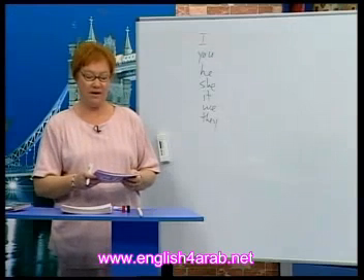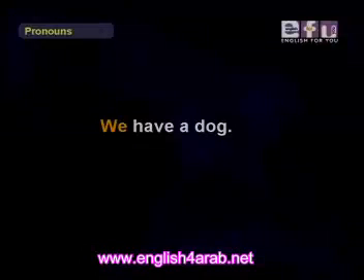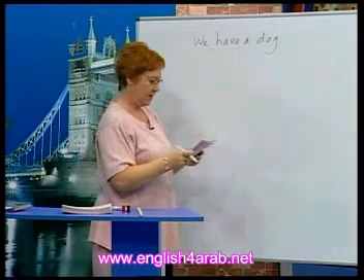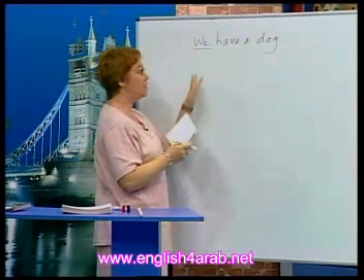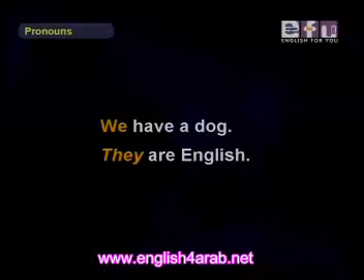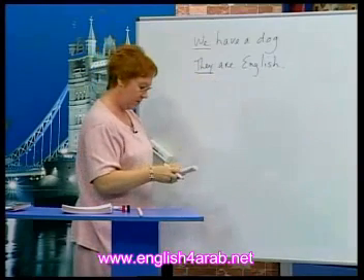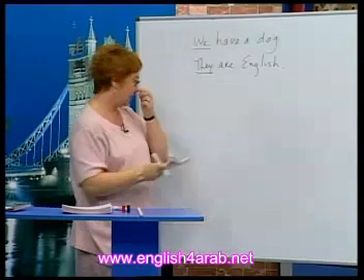We can use the pronouns to talk about the subject. Let's look at this. We have a dog. We have a dog. All right? And here we have we, the subject pronoun. Okay? They are English. They are English. And here they is the subject pronoun. Okay? Now, we can also use pronouns to talk about objects.